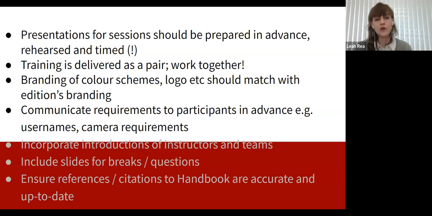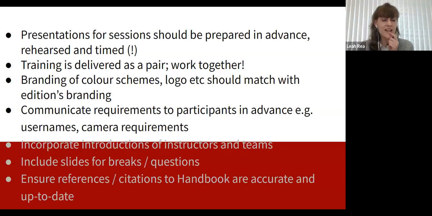Again, communicating all requirements to participants in advance. So the usernames and the camera requirements, the importance of showing respect to others, so being kept on mute until you wish to ask a question and so on. But I think this year we could also emphasize more about using the opportunity to ask questions and to raise any issues or suggestions to the Secretariat whilst you have them before you on the Zoom call.